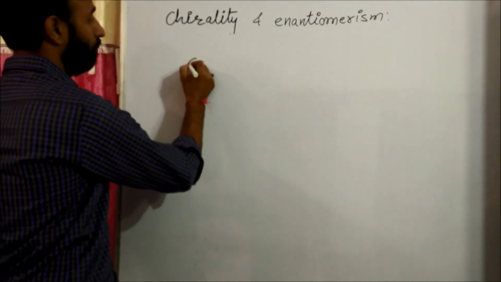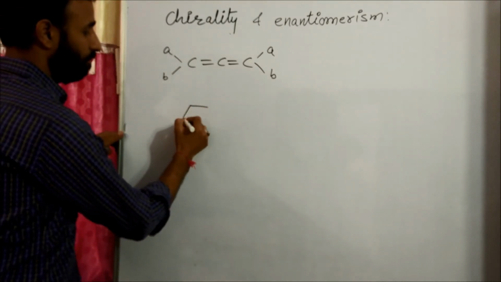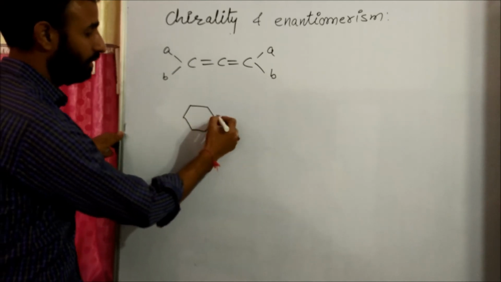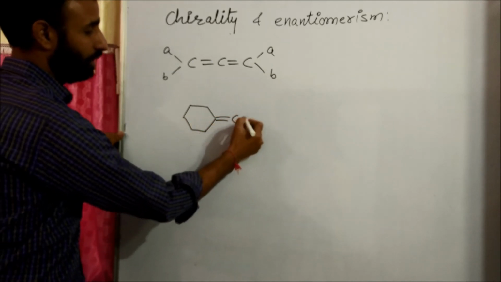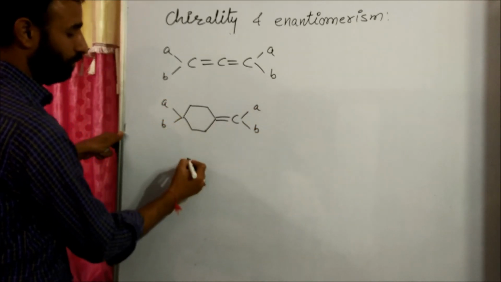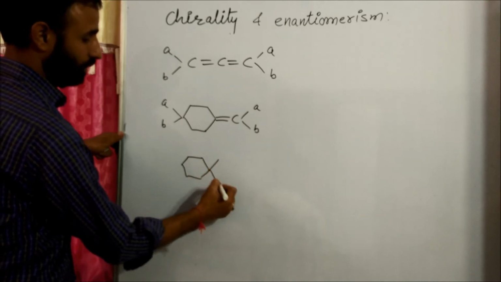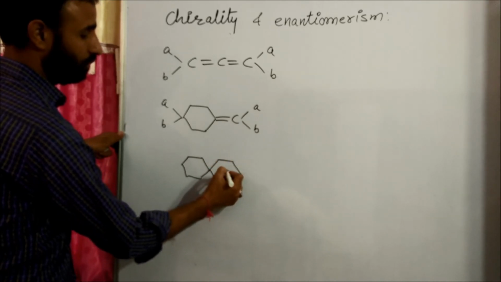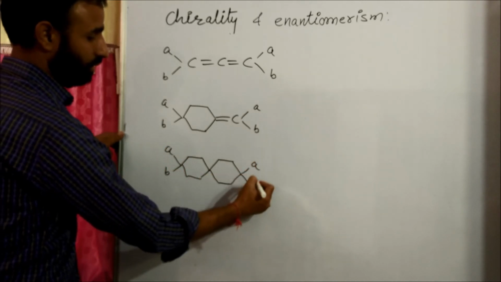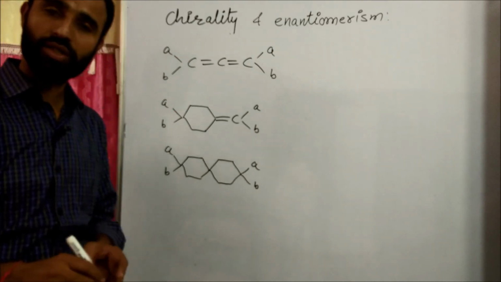For example, this is an allene. Another example is where one of the double bonds is substituted by a ring in the allene, or both the double bonds are substituted by rings. And the last one is biphenyls.